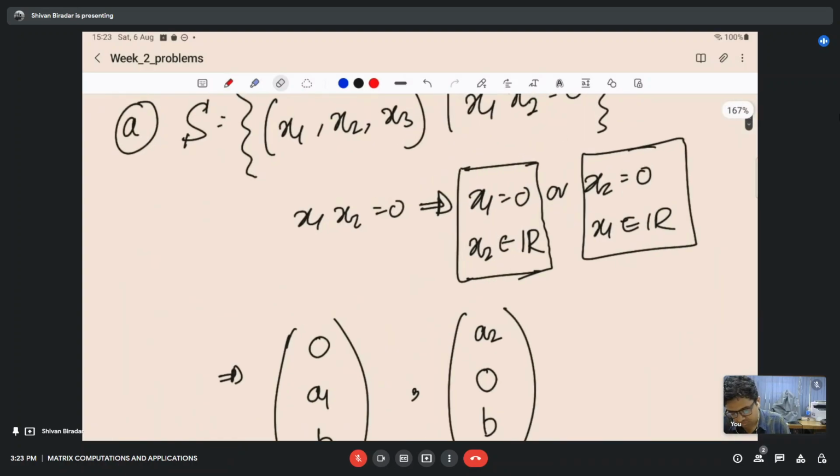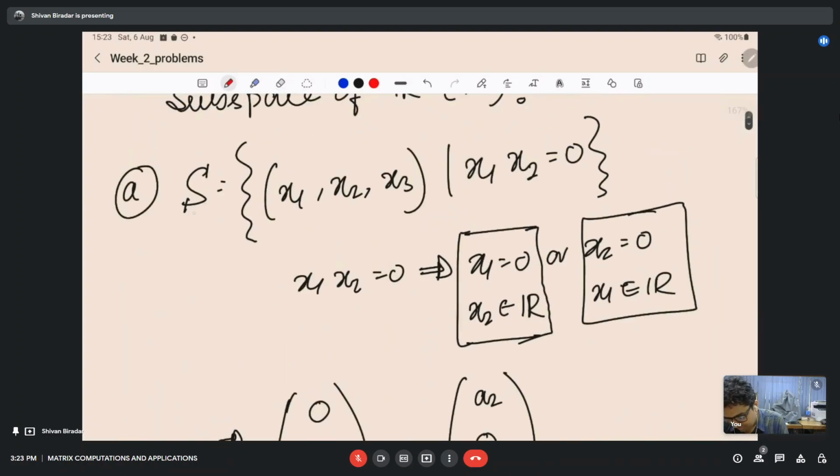So this is our first problem. We'll start with the subset S. This subset S contains all the vectors x1, x2, x3 which satisfy this property. Remember, this S is a subset now, not a subspace. We have to see whether this subset is a subspace. So this subset S has all the vectors x1, x2, x3 which satisfy this property.